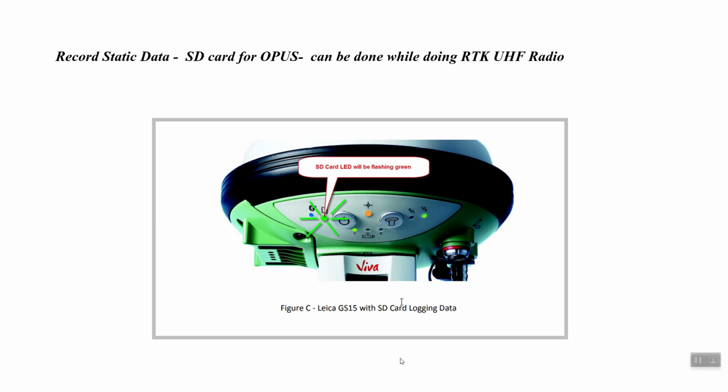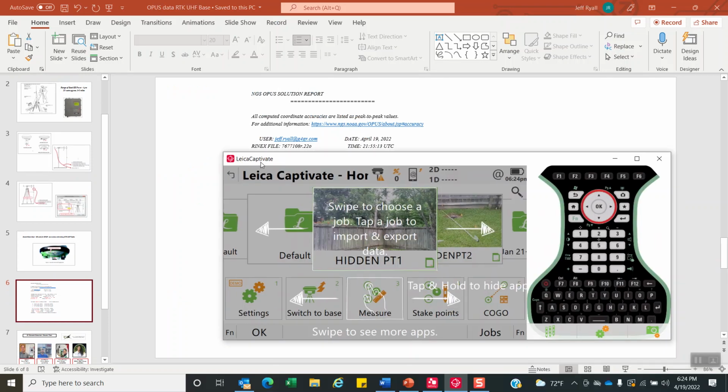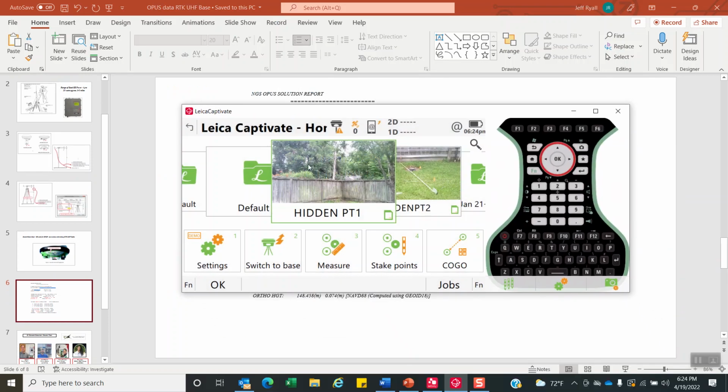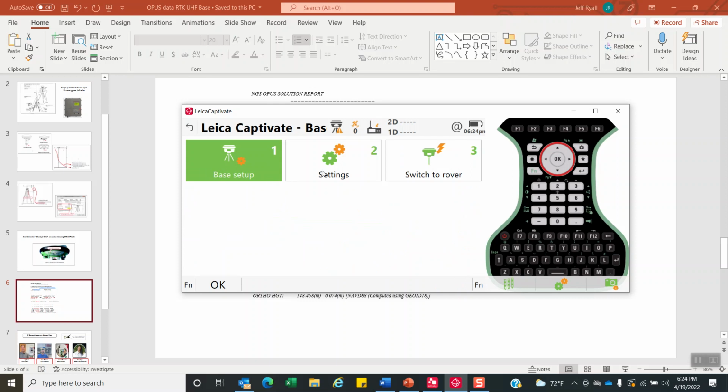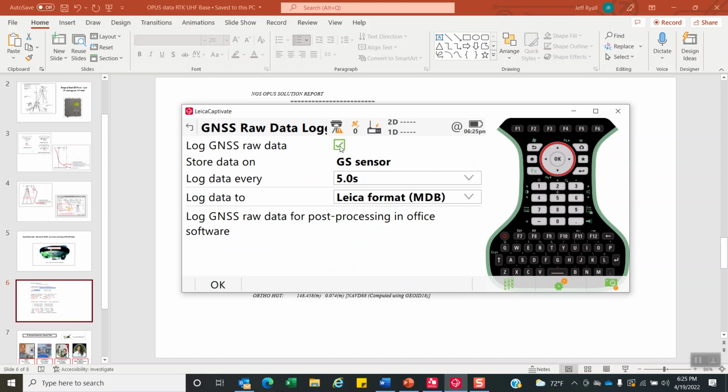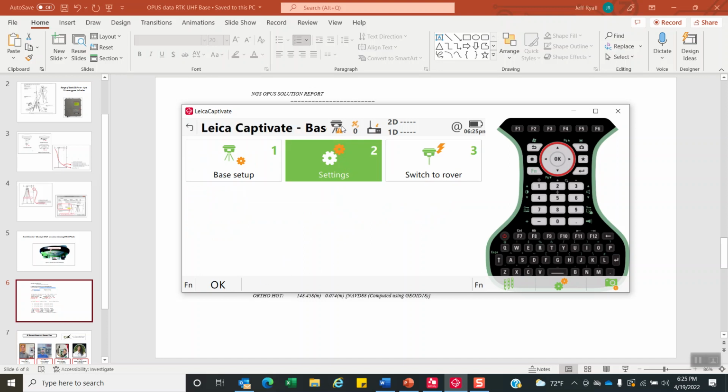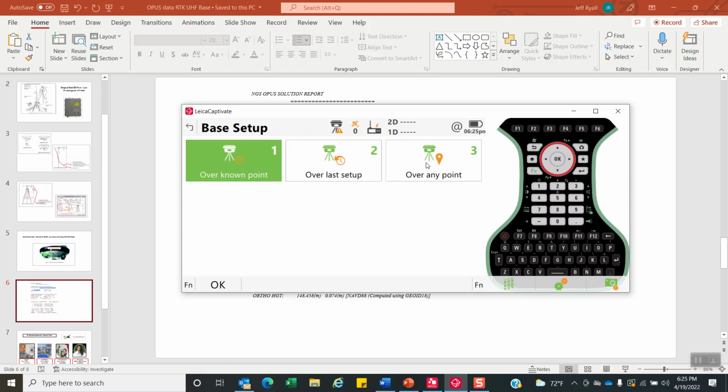Okay. What we'll do is just real quickly go through and take a look at the simulator. On the simulator, if I had this set up as a base station, let's say switch to base, and we'll go to settings, GS base, and then number 2 is GNSS raw data. This is where I check this box, say 5 or 10 seconds Leica MDB, hit OK, and that would enable the static to store to the SD card. It'll store it as a DBX on the SD card, and then we download that data to send into OPUS. Now under base setup, we're going to assume that all the settings are correct from a previous video that goes through all the settings.